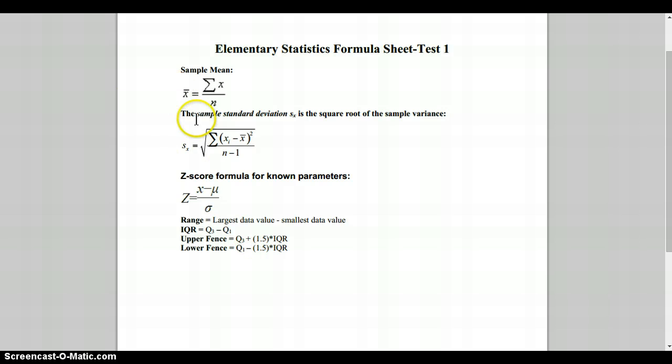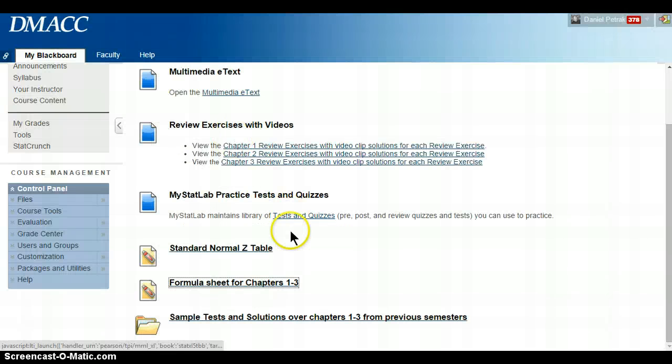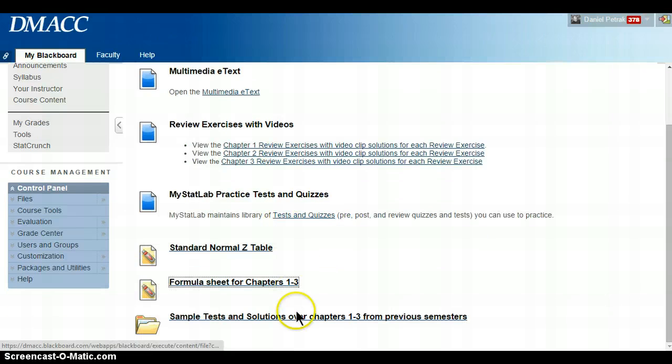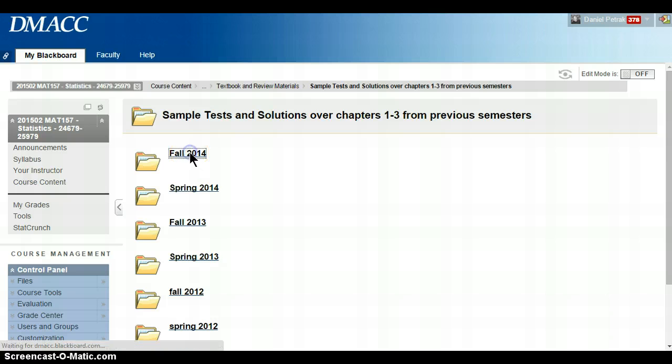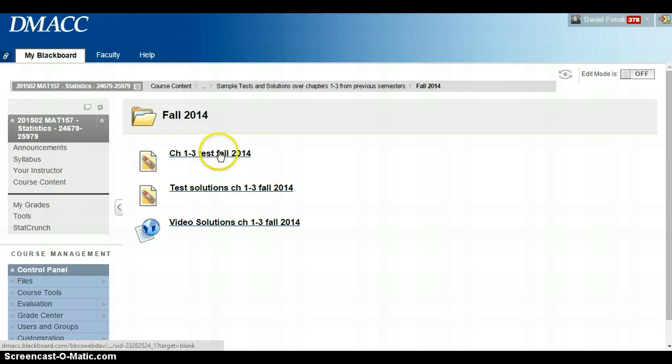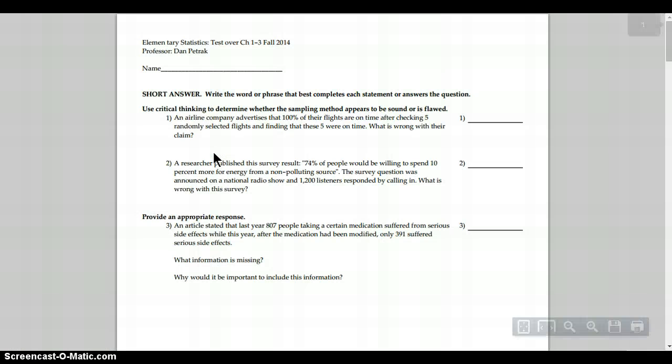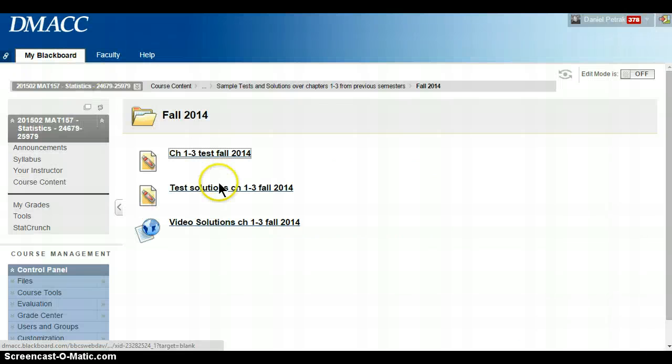And just to make sure you know all those things, I would encourage you to go under sample tests and solutions from previous semesters here. So if you go into fall 2014, I've got the actual exam linked here, so you can take a look at what was on the exam. I've got solutions written out for this test as well, so you can check yourself to see if you understand those. And then lastly, I've actually made a video.